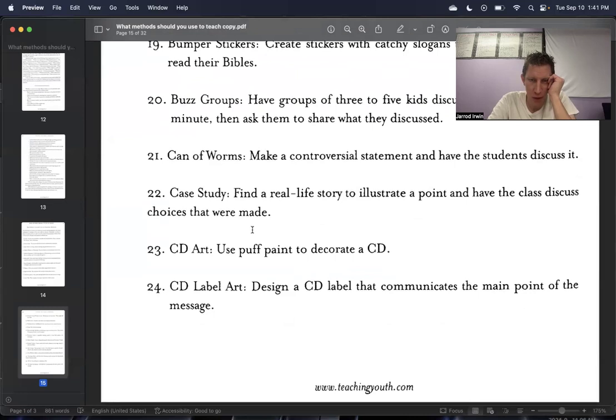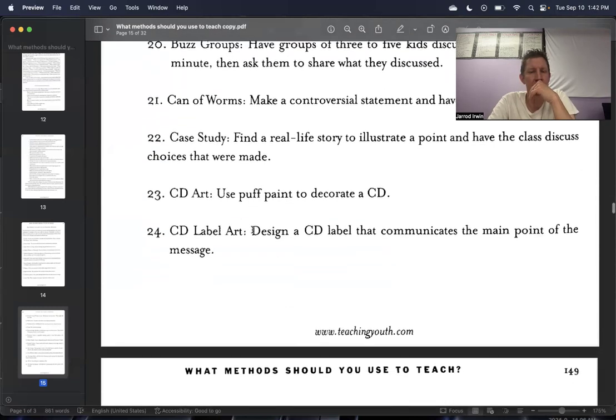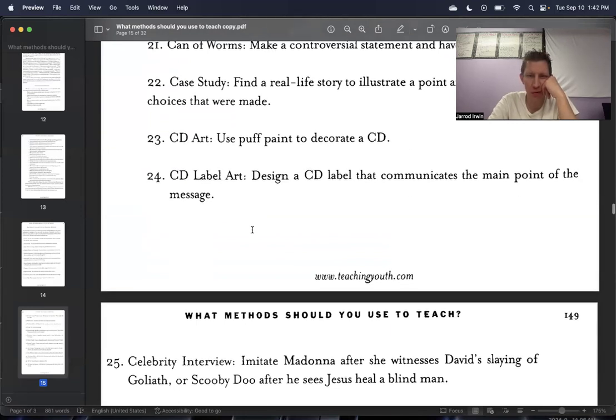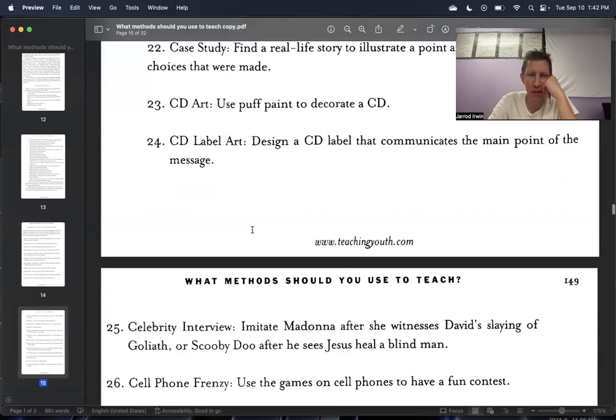Case study: find a real life story to illustrate a point and have the class discuss choices that were made. CD art: use puff paint to decorate a CD. I don't know what puff paint is. Painted cups. Okay. Yeah, it's a thing. So you can put it on t-shirts and stuff too.